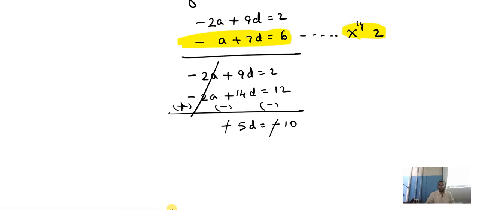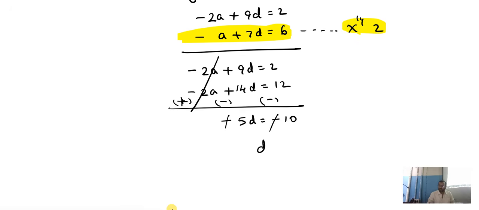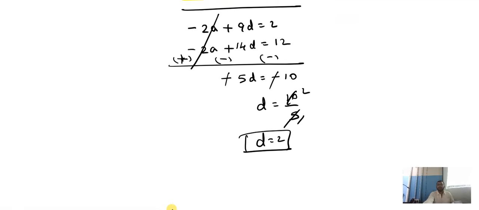Now we got to know the value of D. So D is equal to 10 by 5. 5 ones are 5, 5 twos are 10. The value of D is 2. We got the value of D. Now we need the value of A. So in any of the equations we can substitute. So first the simple equation is which one? Equation 2. What is equation 2? Minus A plus 7D is equal to 6.